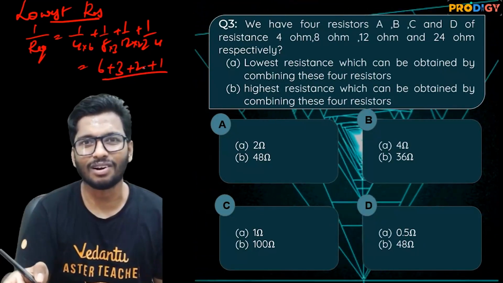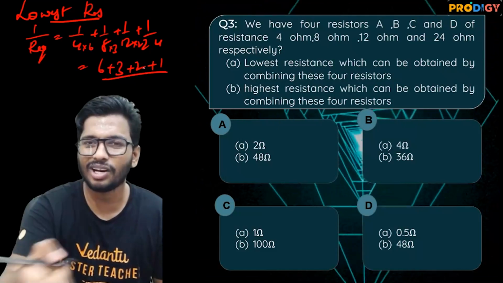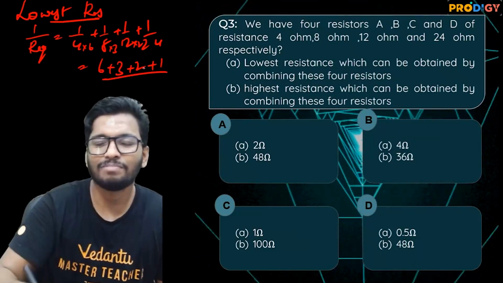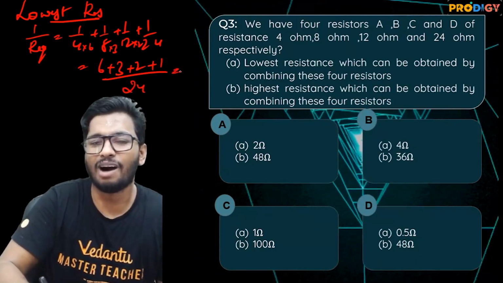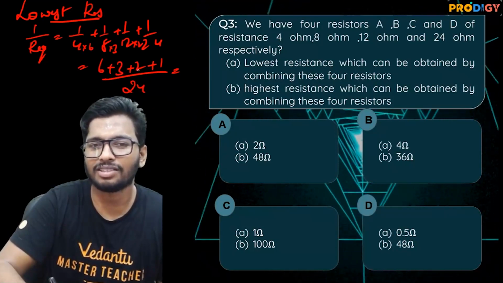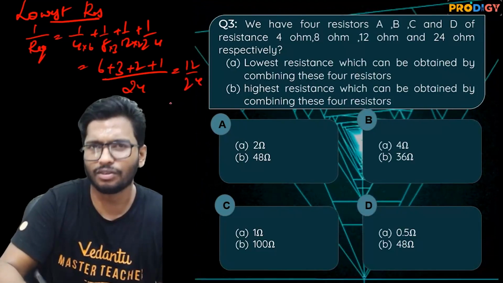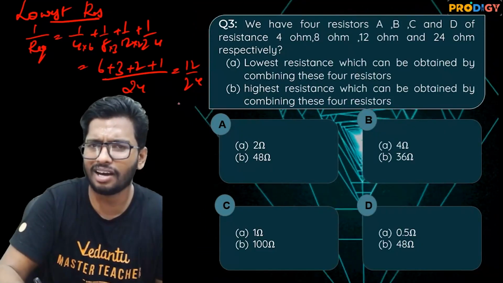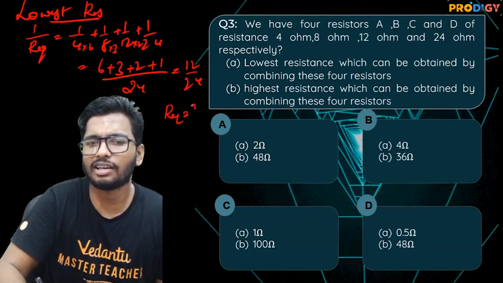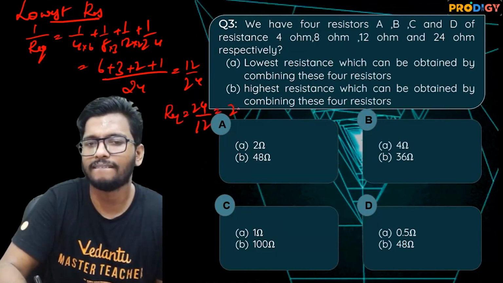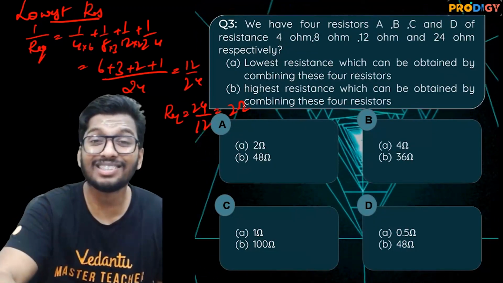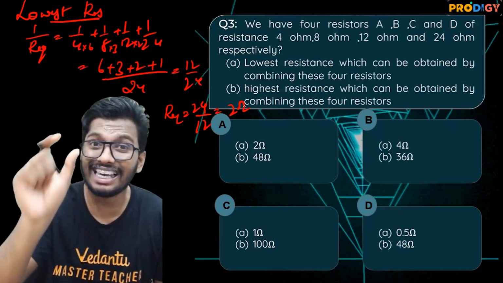Again, do it with me, all right? I'm going a little slow, but please solve the questions with me. So how much is that? 6 plus 3 is 9, 9 plus 2 is 11, plus 1 is 12. So 12 by 24, and you have to reciprocate this because it's 1 by R equivalent. So R equivalent is equal to 24 by 12, which is nothing but 2 ohms. Simple. When you connect them in parallel, you get the least amount of resistance.